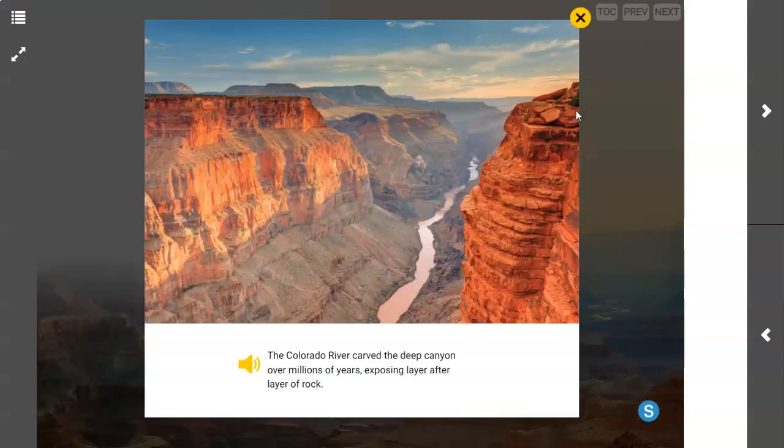In this picture right here, it says the Colorado River carved the deep canyon over millions of years, exposing layer after layer of rock. So remember, at one point, this was all one piece connected. But through time and through weathering and erosion, it has chipped away at this to create what we now know as the Grand Canyon.